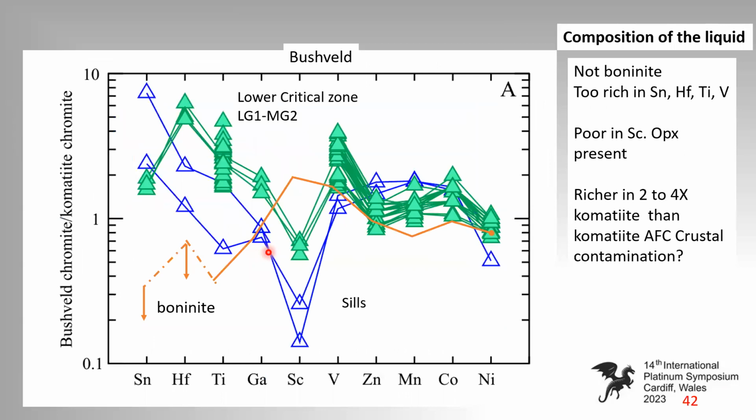Bushveld, I'm only going to show you the lower critical zone here. Again, you see the effect of the pyroxene crystallization, and it doesn't really look like a boninite. I'm guessing it's contaminated chromitite.